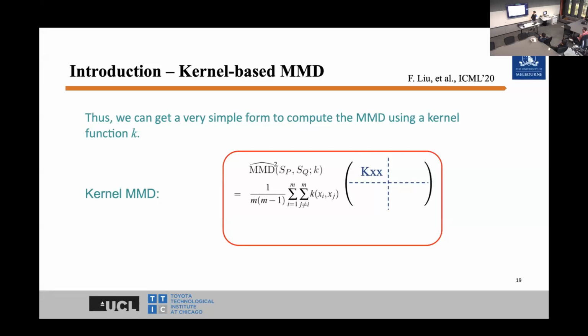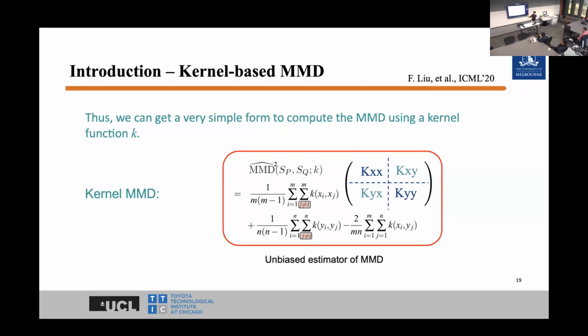So what is the value of MMD? The MMD's value is equal to the mean value of this part, KXX, plus the mean value of KYY, this part, and minus 2 times the mean value of KXY. So once we obtain the kernel matrix, we can easily obtain the value of MMD. And if we want to ensure an unbiased estimator for MMD, we just need to delete the diagonal. This is the kernel MMD, and it is the statistic used in two-sample testing.